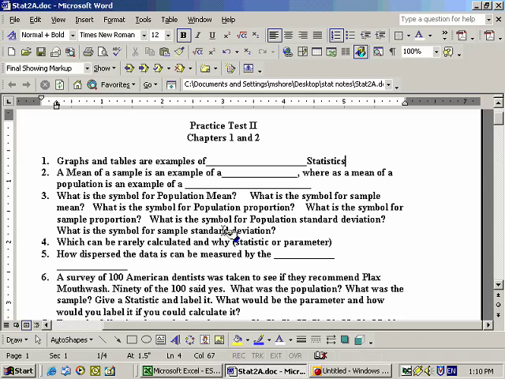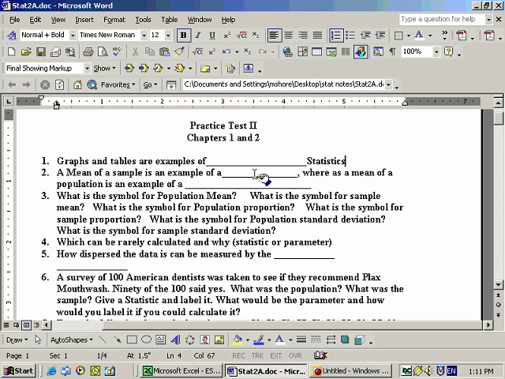Okay, this is the practice test for chapters 1 and 2, and it says here that graphs and tables are examples of descriptive statistics is what we're looking for here. A mean of a sample is an example of a statistic, whereas a mean of a population is an example of a parameter. Same is true if you're dealing with any statistic. It could have said a percentage of a certain amount of responses from a sample is a statistic, whereas a percentage from a certain amount of responses from an entire population is an example of a parameter.